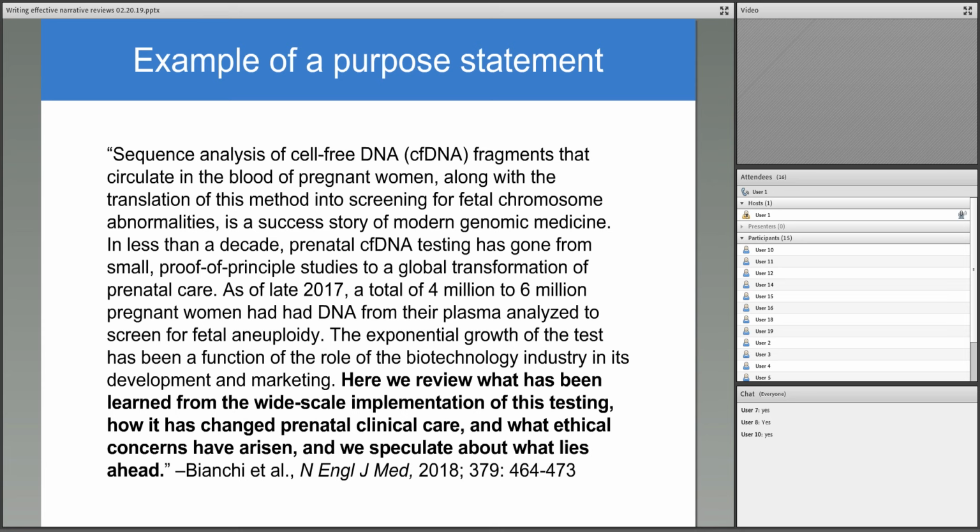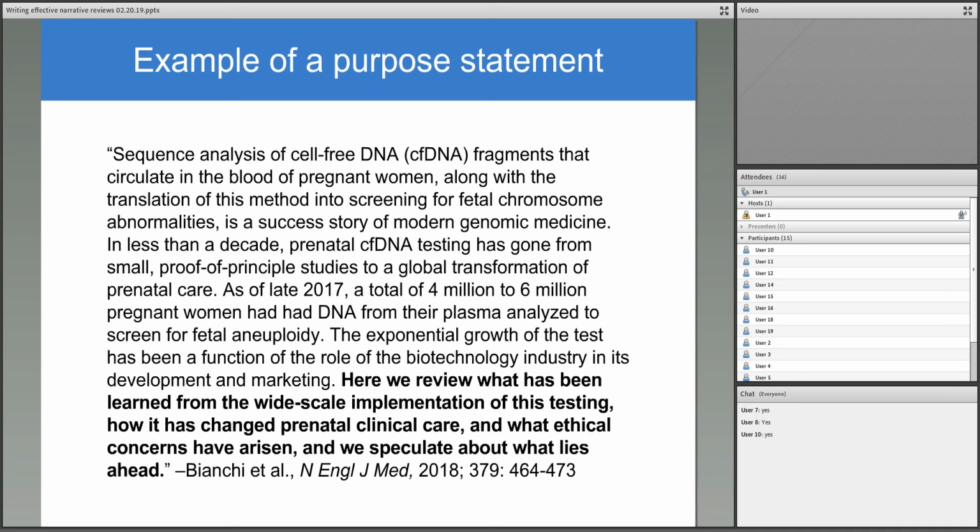So the purpose of the review here boils down to understand the impact of a new development, which is prenatal testing of cell-free DNA in various spheres, the new knowledge gained from the implementation of the new test, the effects of the test in the clinic, ethics, and the next steps.